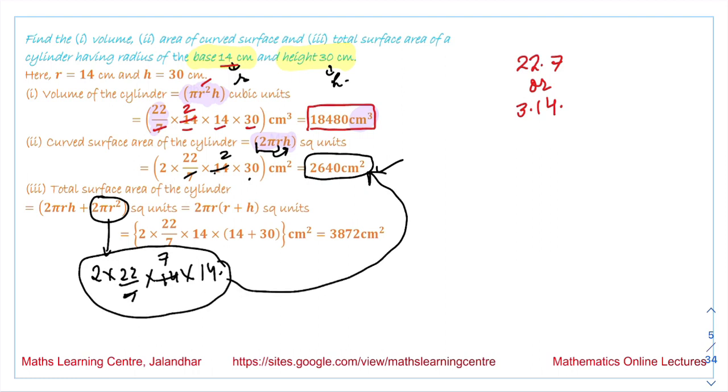Or what you can do is directly substitute the values in this formula. It is 2 into 22 by 7, which is pi, then r is 14, then r plus h is 14 plus 30. So it is up to you whether you directly want to use this formula or find the area of the circle and add it to this value. It depends upon how the calculation becomes easier. So it is up to you how you want to solve these kinds of questions.